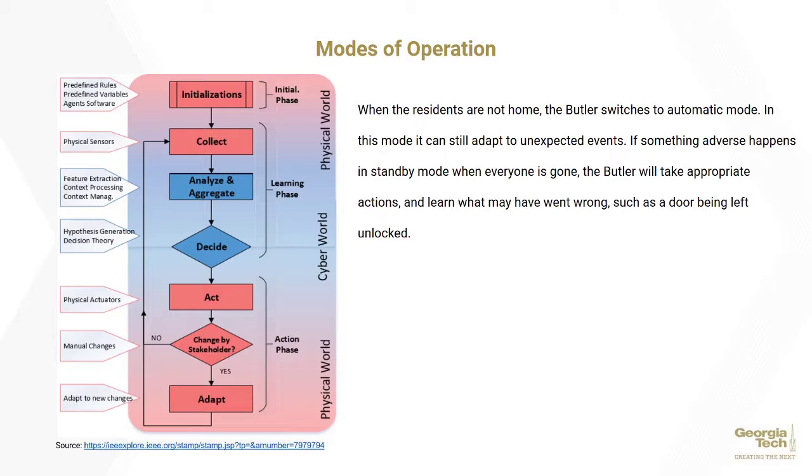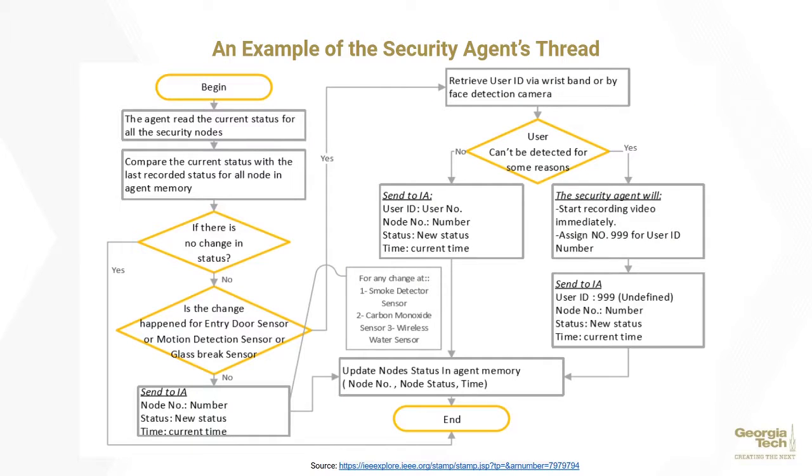It then uses physical actuators to respond to its current situation, and then it detects if there's any manual changes by the user, and it will then adapt. It will collect that data, and it will start the process over, regardless of whether there is information from the user or not. If there is, it will adapt, and if not, it will continue as it currently is under the settings it established. An example of the security agent's thread.